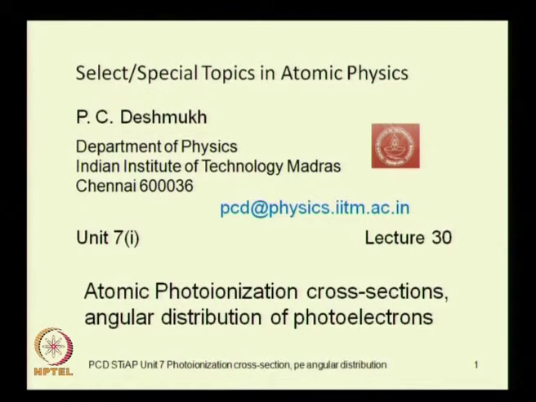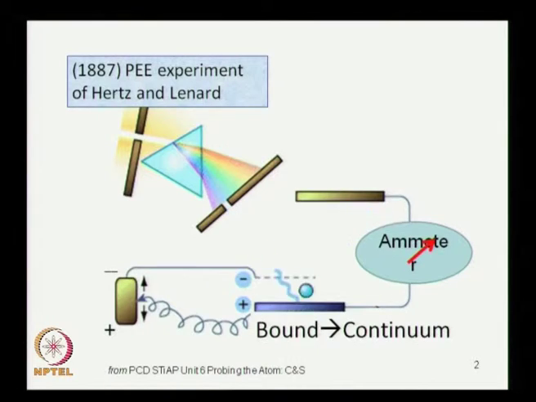Greetings. We begin a new unit today, the 7th unit of this course, on atomic photoionization, and we will begin to see the applications of the quantum mechanics that we have developed in earlier units, and they will all come together when we get into these applications. And I will introduce you to photoionization cross sections, angular distributions of photoelectrons, and some of the other properties.